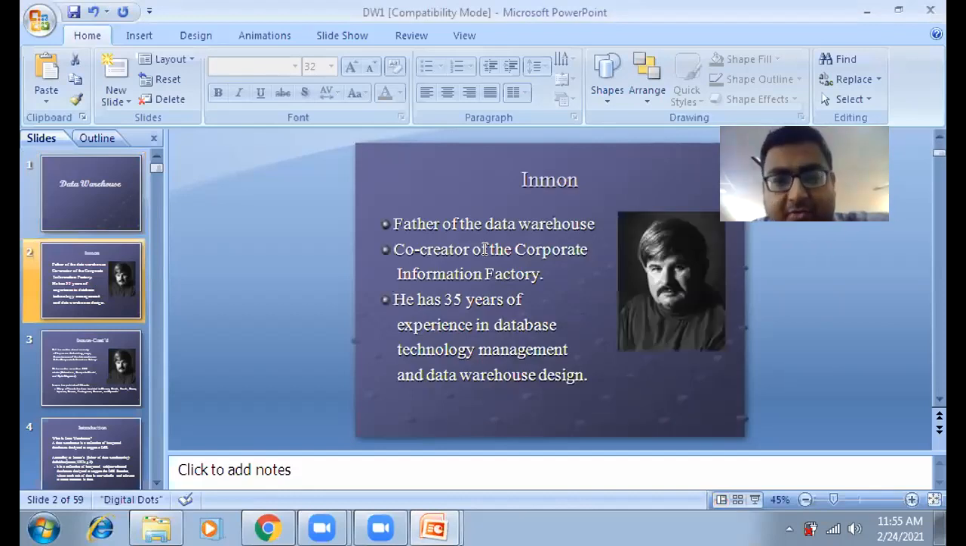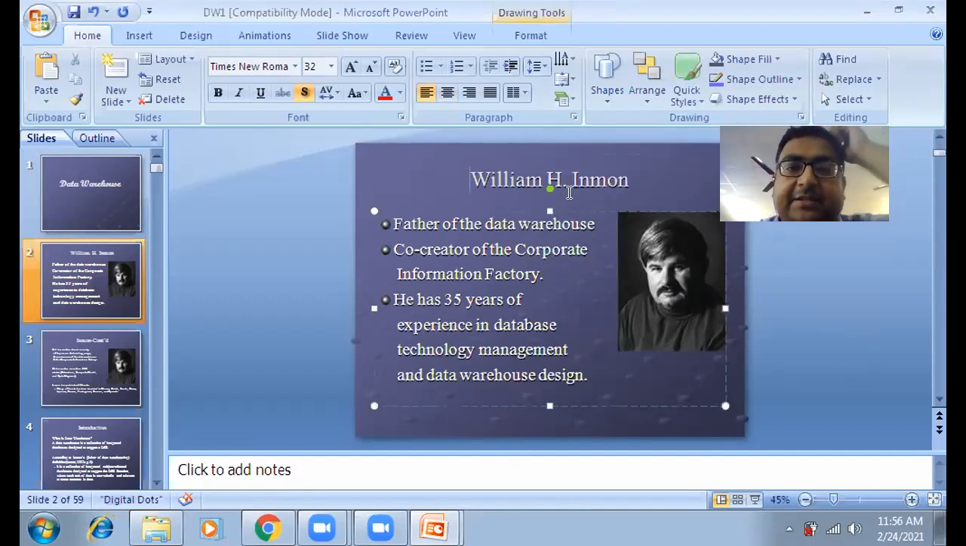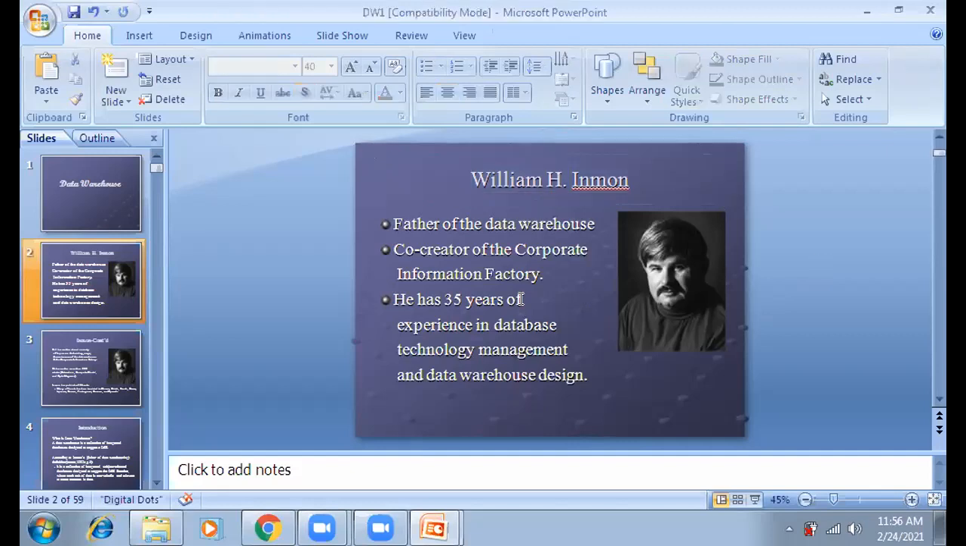So who is the father of the data warehouse? The father of the data warehouse is William H. Inmon. Here only the surname has been given. I don't know what the H stands for. William H. Inmon is the father of the data warehouse, and he gave the first structural idea of the architecture of the data warehouse. He introduced the construction idea.